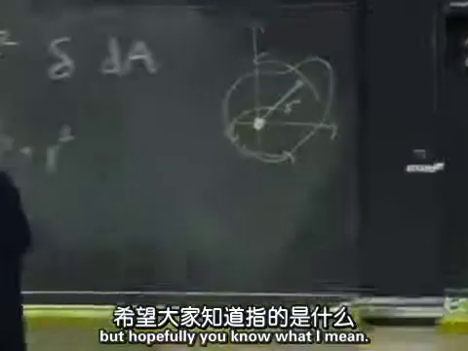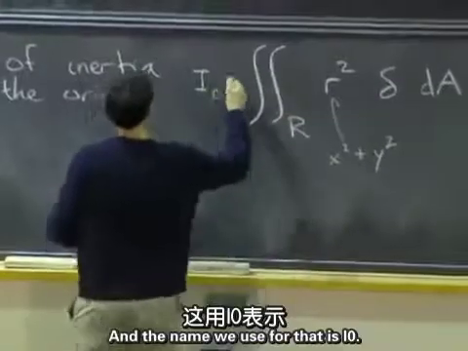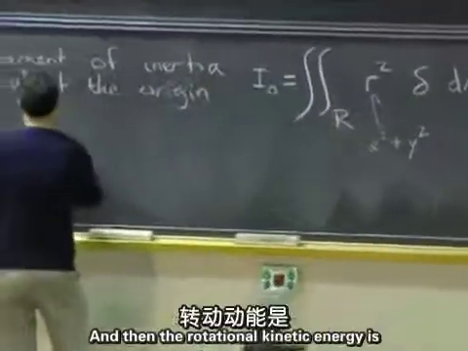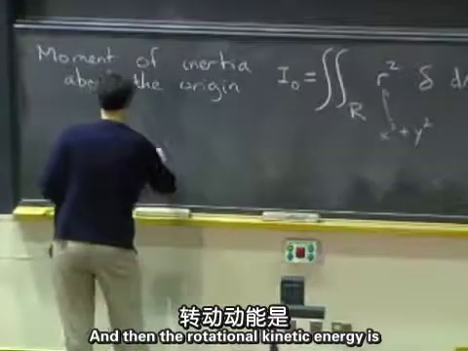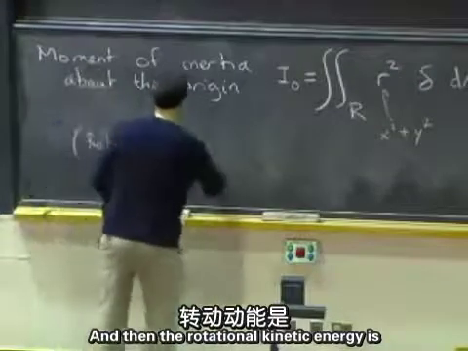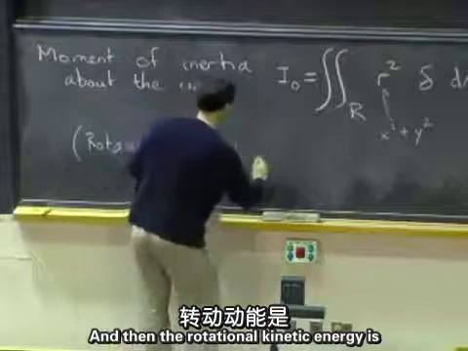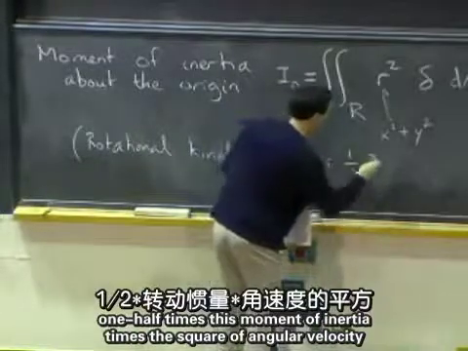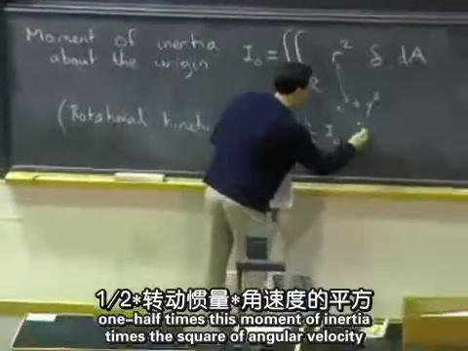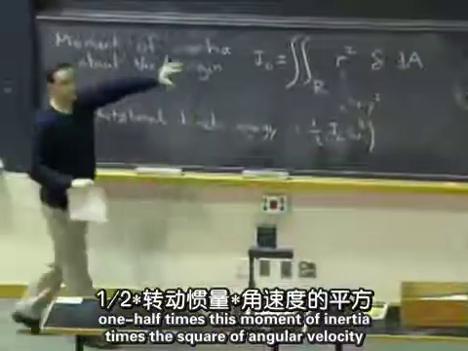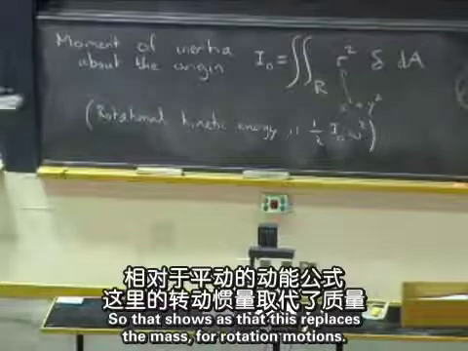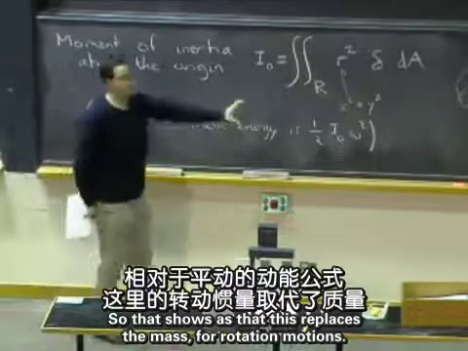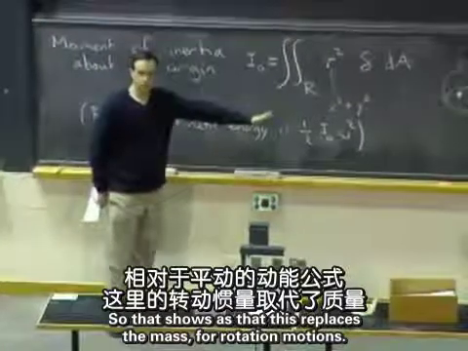And then the name we use for that is I0. And then the rotational kinetic energy is 1/2 times this moment of inertia times the square of the angular velocity. So it's in this sense that this replaces the mass for rotation motions.